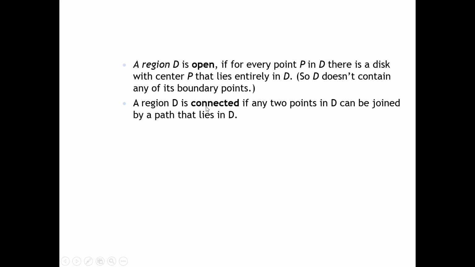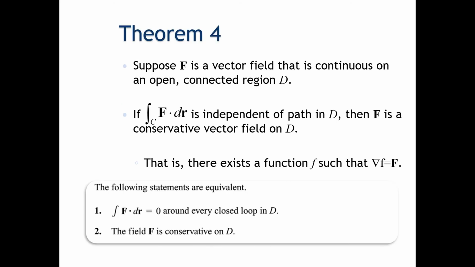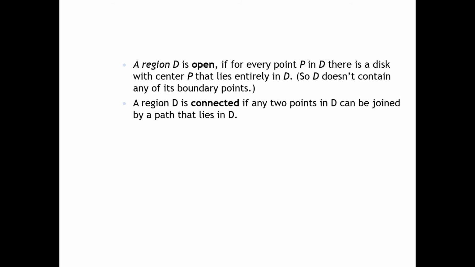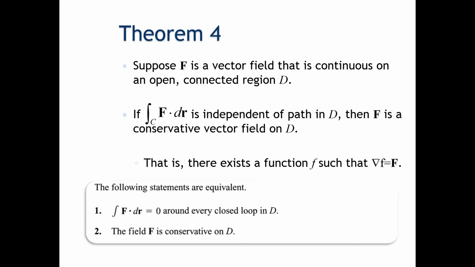Next definition, a connected region. A region D is said to be connected if any two points in D can be joined by a path that lies in D. I'll show a few figures of connected regions later on. Actually, these definitions are going to be used in theorem number 4. So that is why we learned these concepts.